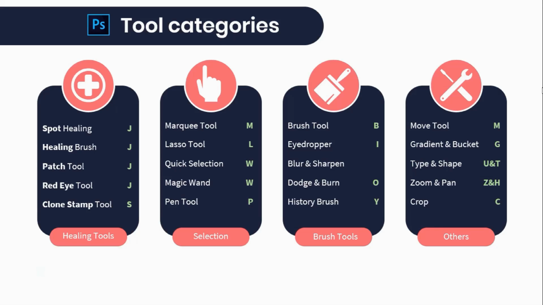Then we have our move tools, our gradient and bucket, our type tools. These are ones that don't fall neatly into any category, but are very important nonetheless. Certainly the crop tool is a very, very important tool.